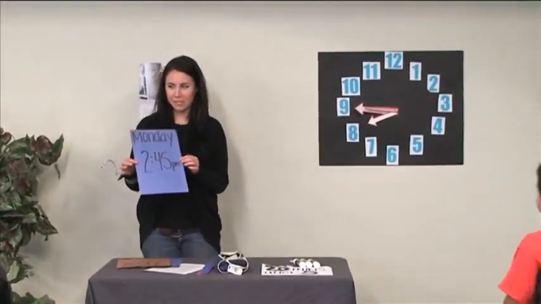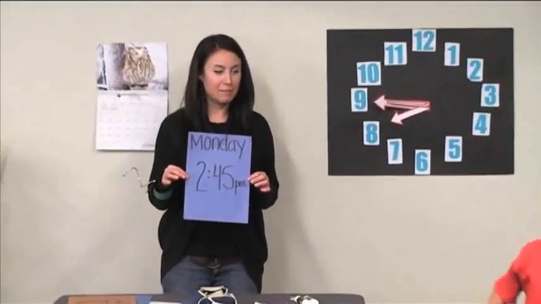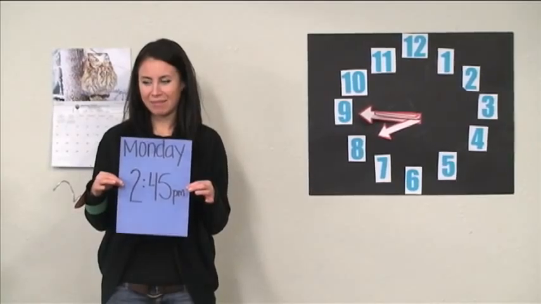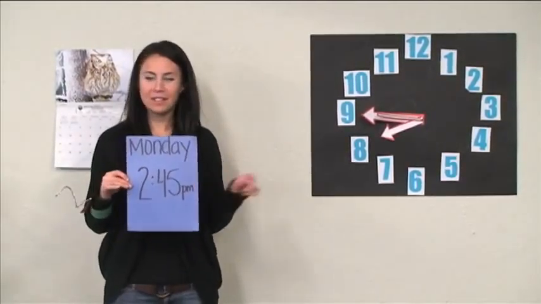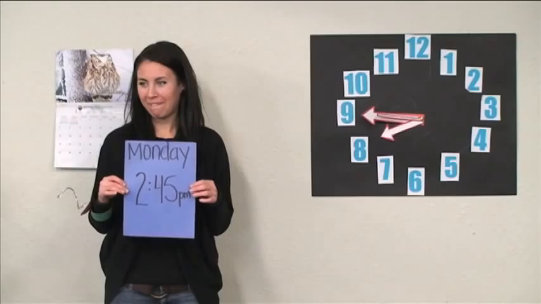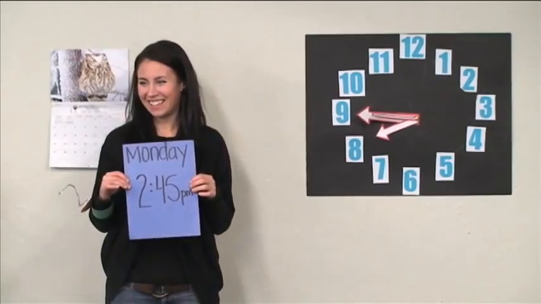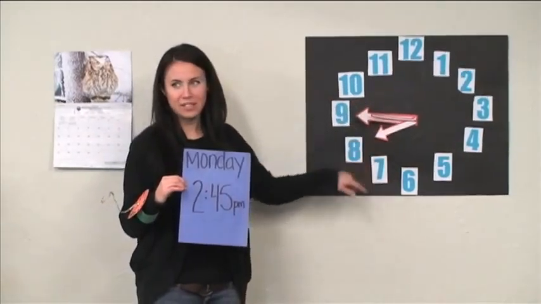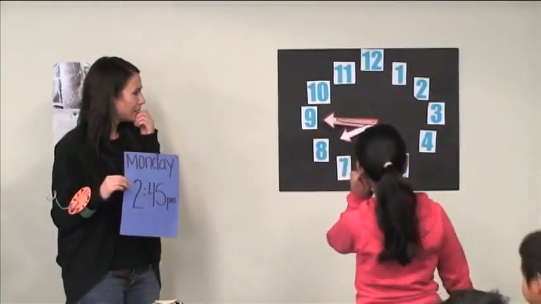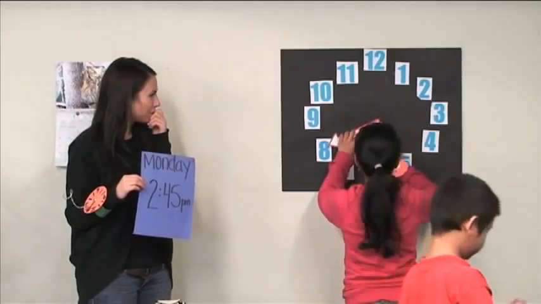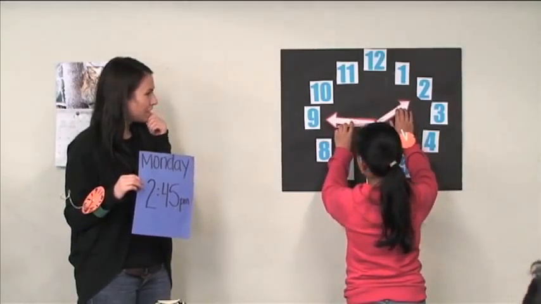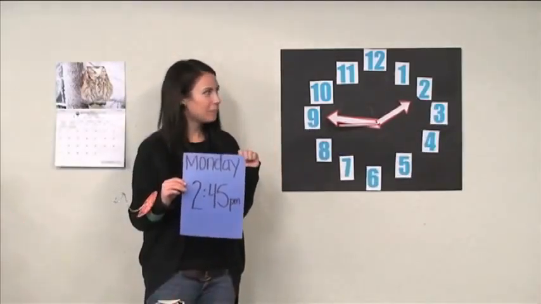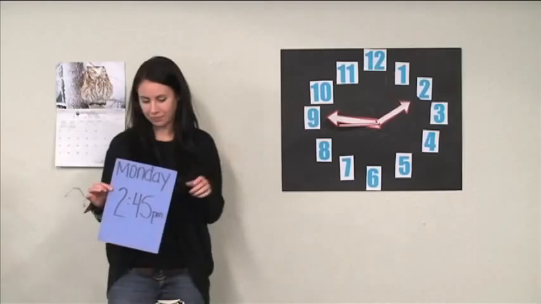We have soccer practice on Monday at 2:45. So Blue, do you think you could show us what your watch would look like on the big clock? Take a look at what time it is at 2:45 and then come put it right on here so we can all see what your watch looks like. Good job, 2:45. And another way of saying that would be 2:45.